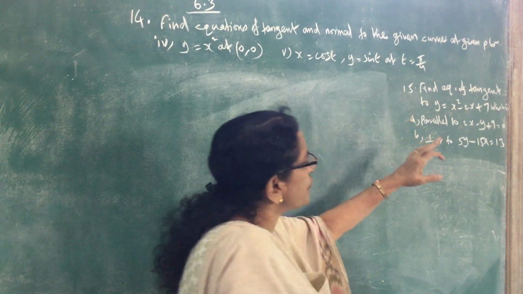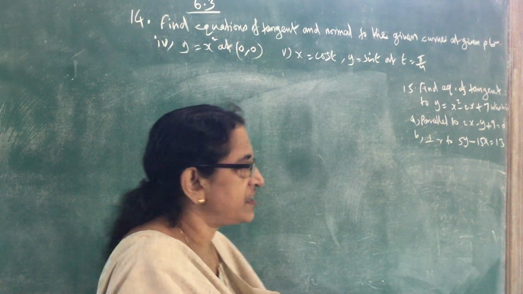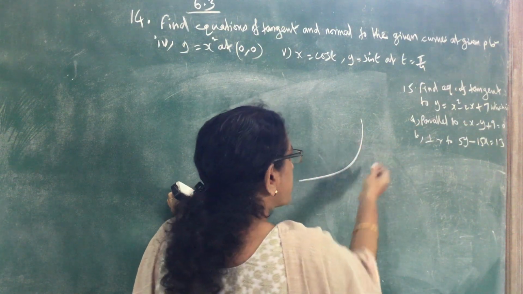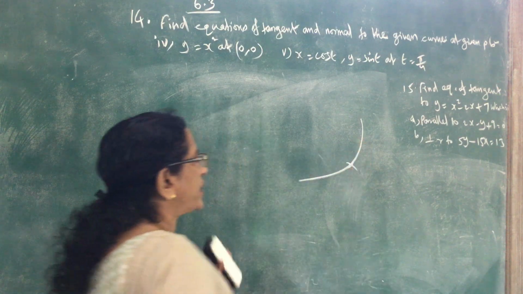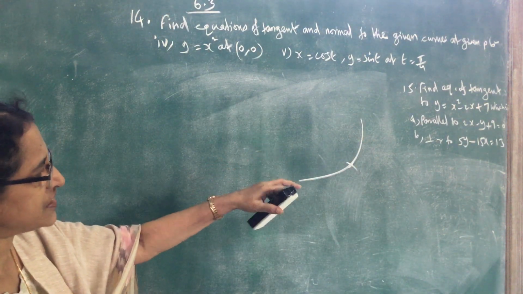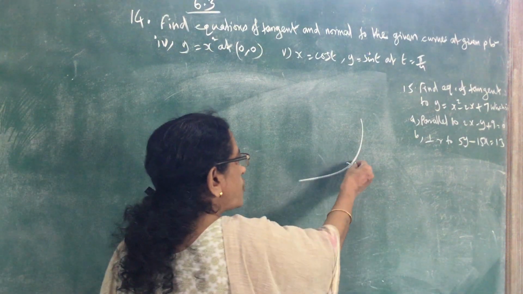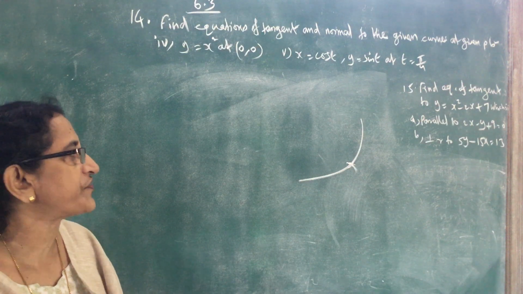Find the equation of the tangent to this curve which is parallel to that line. We want to find the equation of a tangent to some curve at a point. But this point is not given, so we have to find that point, because without a point we cannot find the equation of a tangent.